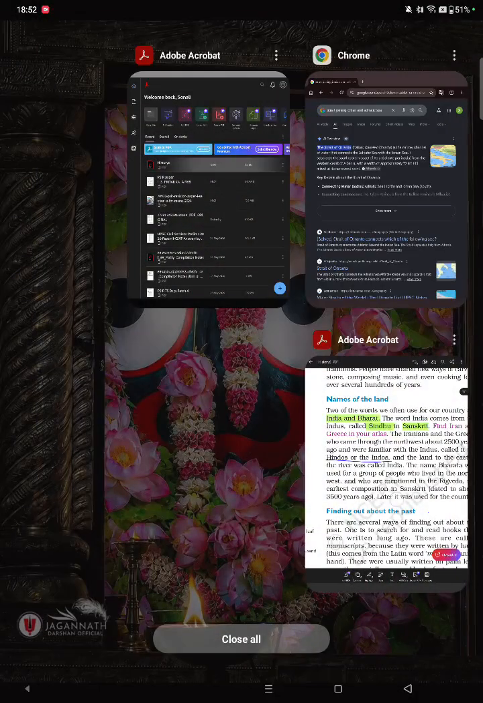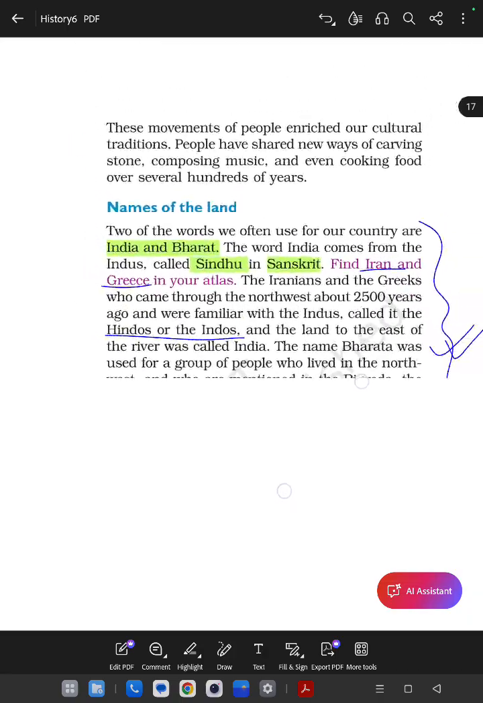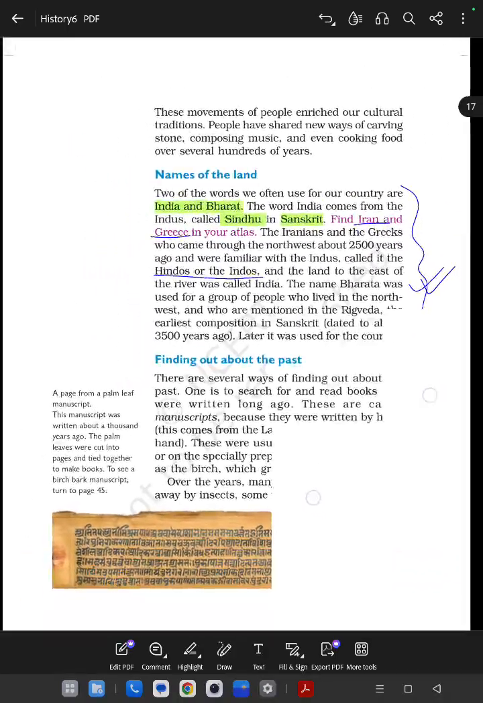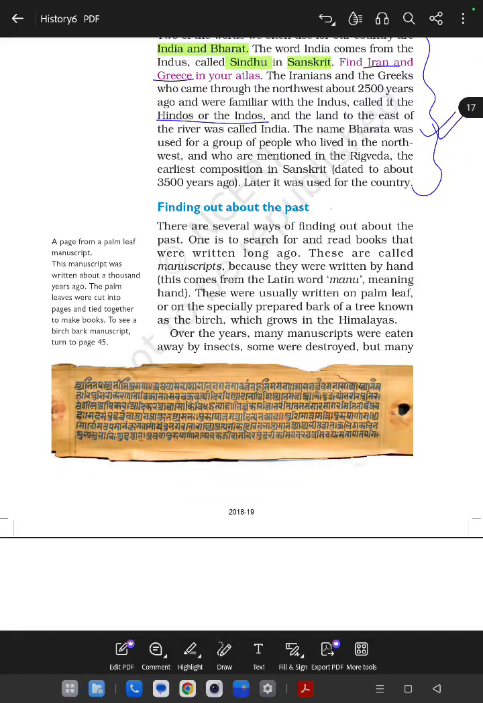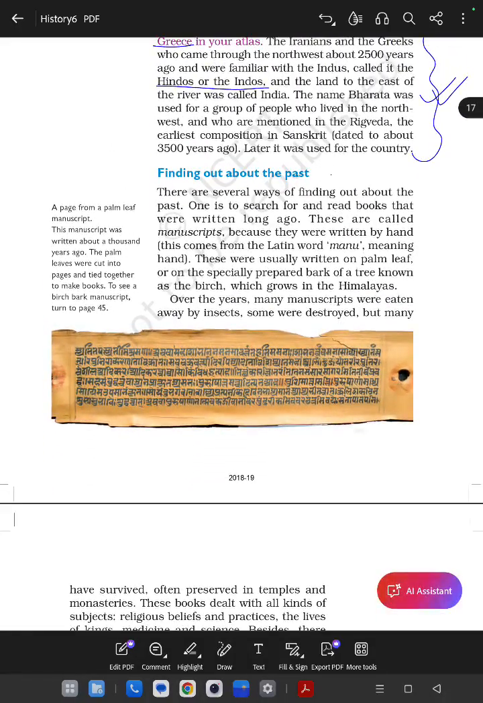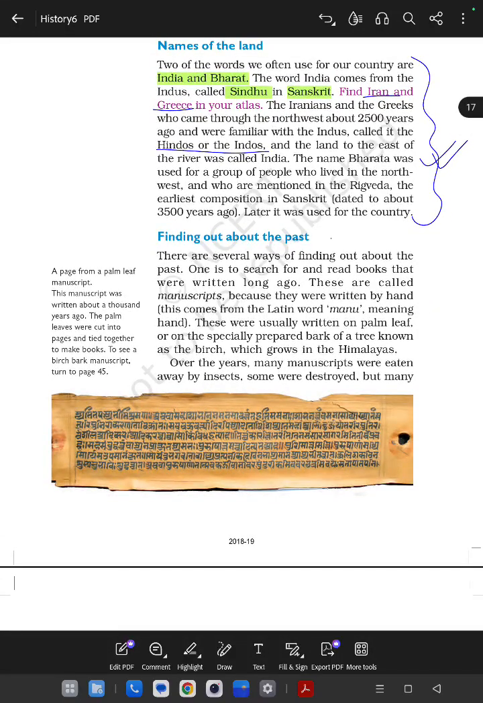Now again come to the PDF. So this much for this video, as it is getting longer. In the next video I will be covering the entire chapter. I will complete this chapter.